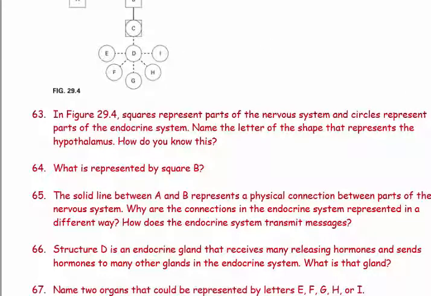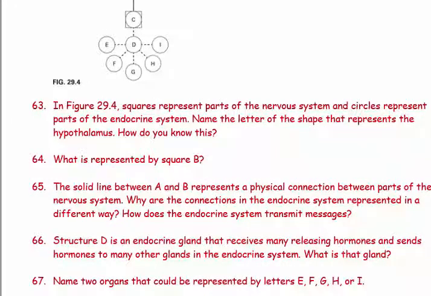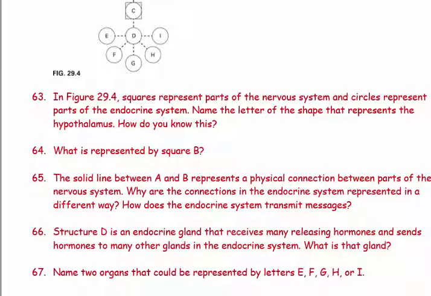Number 66. Structure D is an endocrine gland that receives many releasing hormones and sends hormones to many other glands in the endocrine system. What is that gland? Of course, it is the pituitary gland. The pituitary gland is present in the brain, and it receives releasing hormones from the hypothalamus, and then it releases these hormones to other glands in the body.